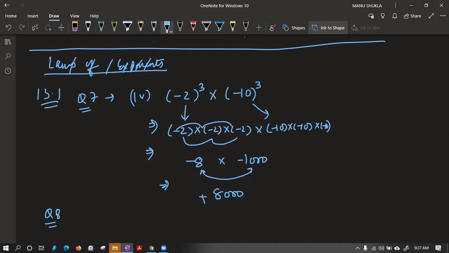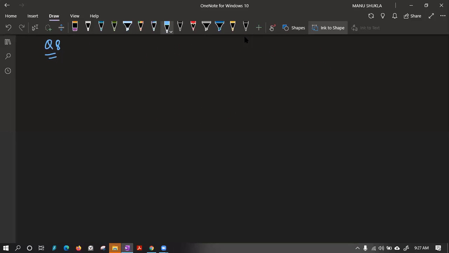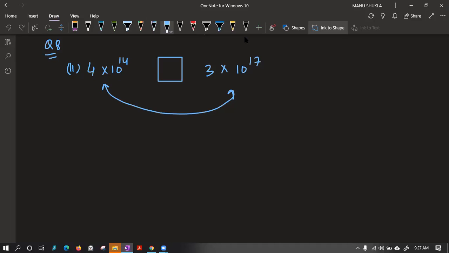Question number 8. Compare the following numbers. What do we have? We have to compare 4. Suppose second part I am taking. Let me tell you a hint for this question. 4 into 10 to the power 14 and 3 into 10 to the power 17. Class, the best way to compare these kind of numbers is to make 10 power same, if possible. Class, if possible, we should try to make the powers of 10 same.